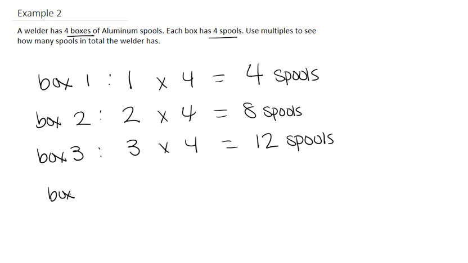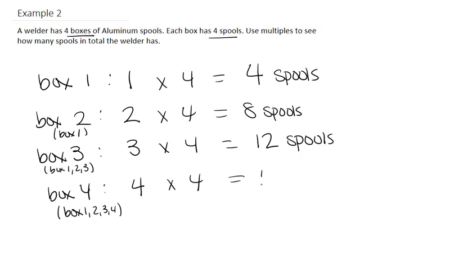And then we have 4 boxes. This is box 1. Box 2 also contains box 1, right? And box 3 is box 1, 2, and 3. And box 4 means we're having all 4 boxes, 1, 2, 3, and 4. So then we have 4 times 4, and that's equal to 16 spools.